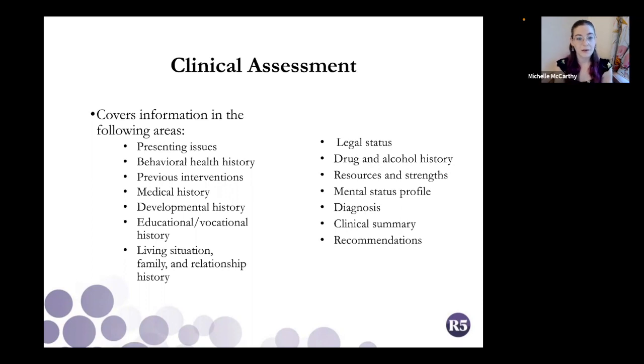When we do a clinical assessment, the ultimate goal is to decide what needs to happen next. What does this client need? Do they need outpatient counseling? Do they need medication management? Do they need case management? That's going to be the clinical recommendation that we make based off of all the information gathered.